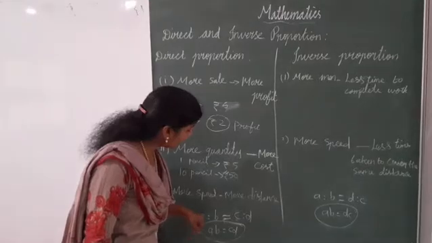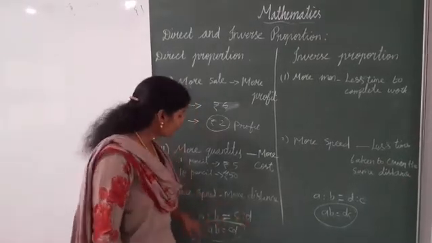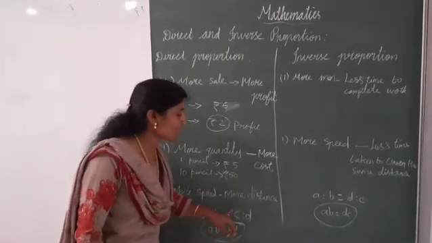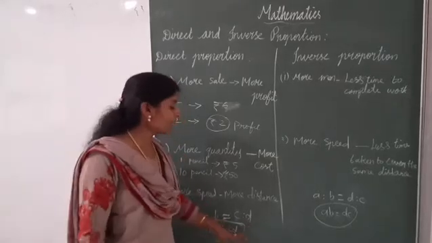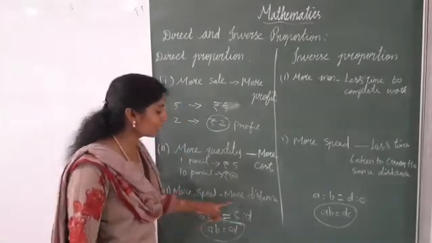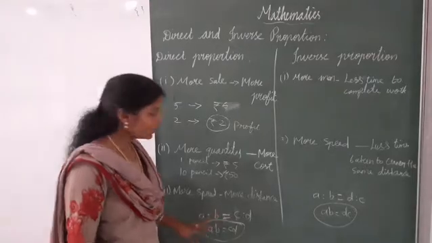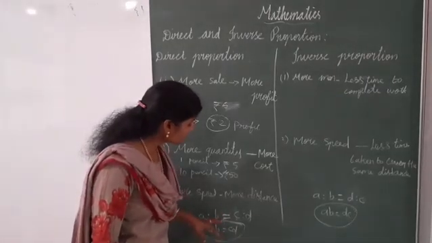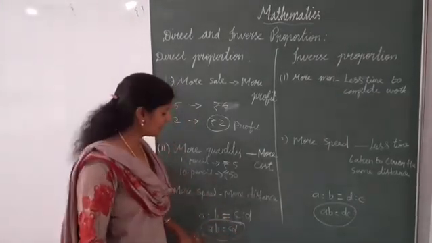We have one formula. A is to B is equal to C is to D. Now A into B is equal to AB, C into D is equal to CD. This is the formula: AB equal to CD. If we have two ratios, we can write like this. The product of these two terms and the product of the other two terms.